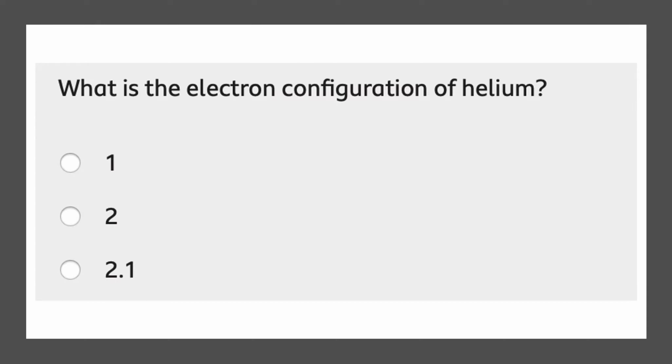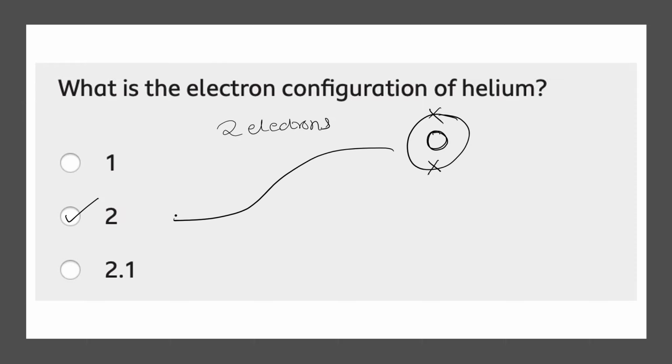Last question. What is the electronic configuration of helium? So helium has 2 electrons in total, so it fills its first shell. So helium is a noble gas as well, so its electronic configuration would be 2, just like this: the nucleus in the center of the atom, and then the first shell, it will fill its first shell, and that will be the electronic configuration of helium.